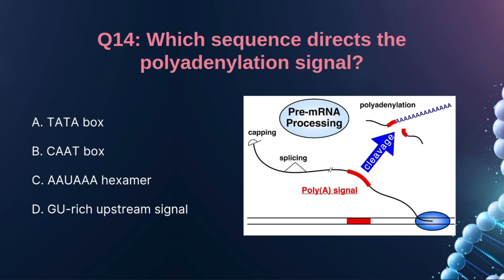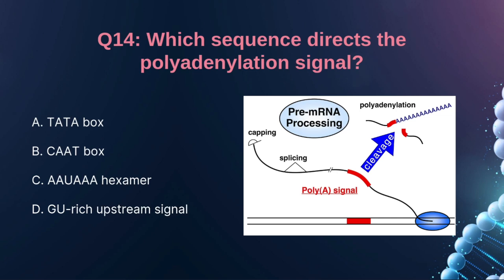Now, which sequence directs the polyadenylation signal? The production of this poly-A tail, or the addition of the poly-A tail to the maturing mRNA. The answer is C, the adenine, uracil, adenine hexamer. This sequence is recognized by cleavage and polyadenylation specificity factor, also known as CPSF, and it defines the site of cleavage for the poly-A tail addition.